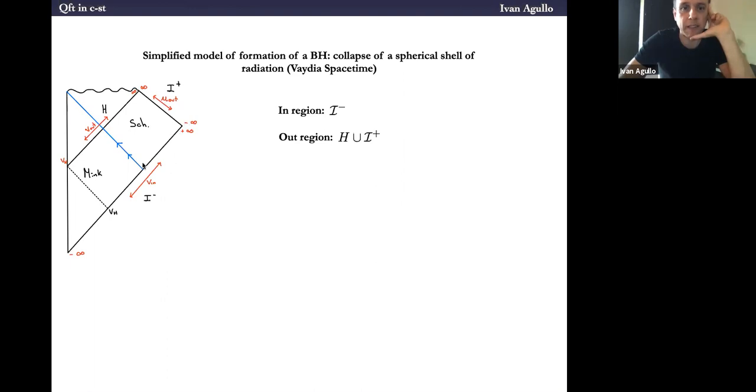And we are going to prepare the state here. It's going to be the Minkowski vacuum. And we are going to ask what out observers perceive in the out region.